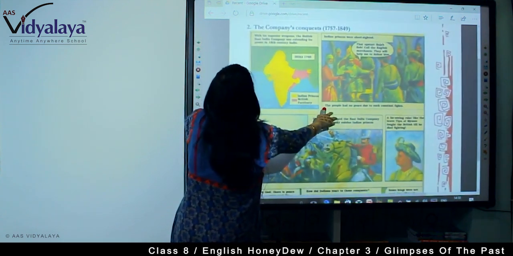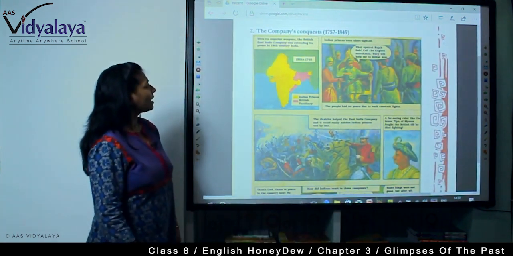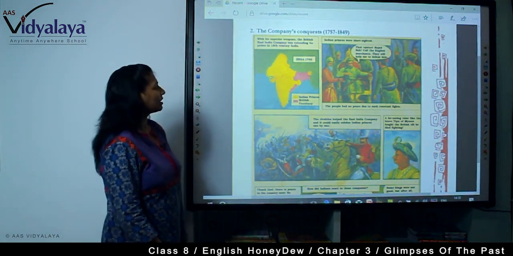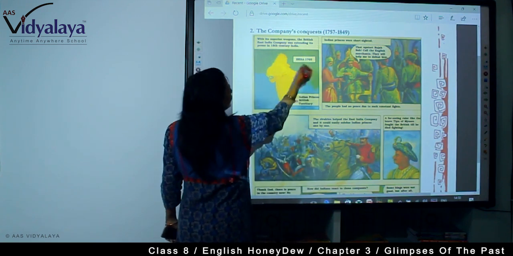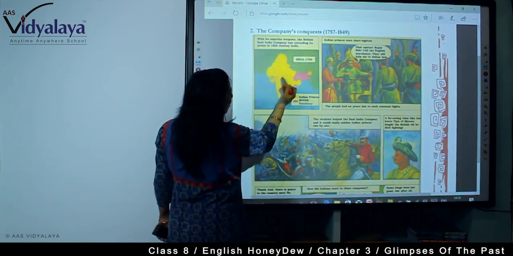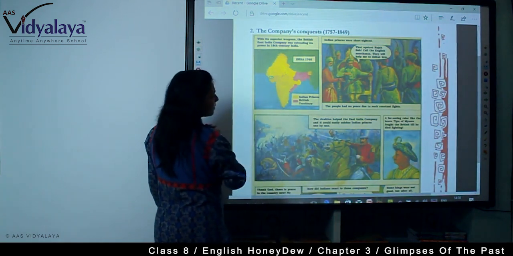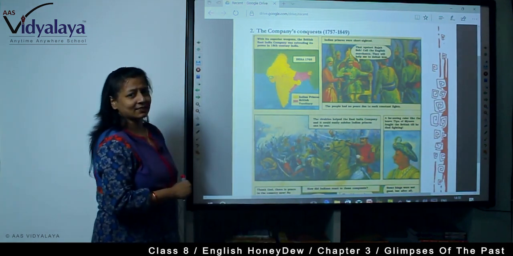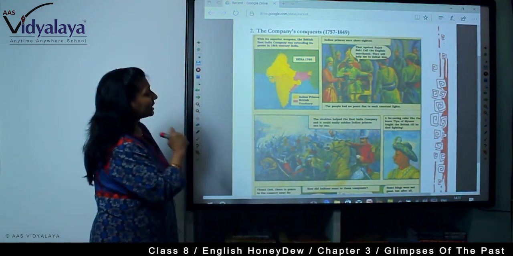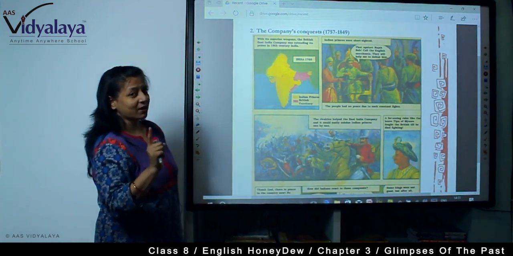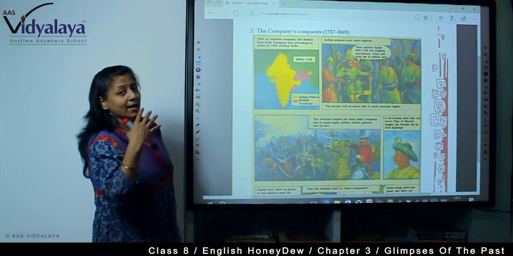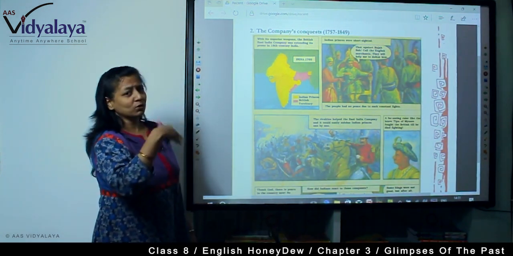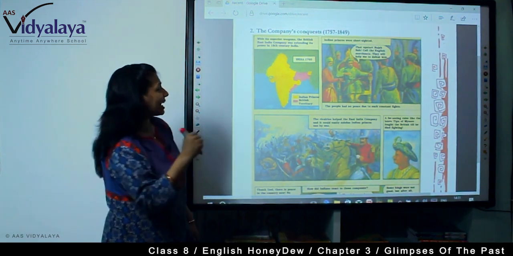With its superior weapons, the British East India Company was extending its power in 18th century India. See, this is India in 1765, and all the yellow parts are the Indian princes, and the red one, or you can say pink one, were the British territories. But this was the condition in 1765. How the British expanded, how they conquered Indian kingdoms, you will go through in this slide.